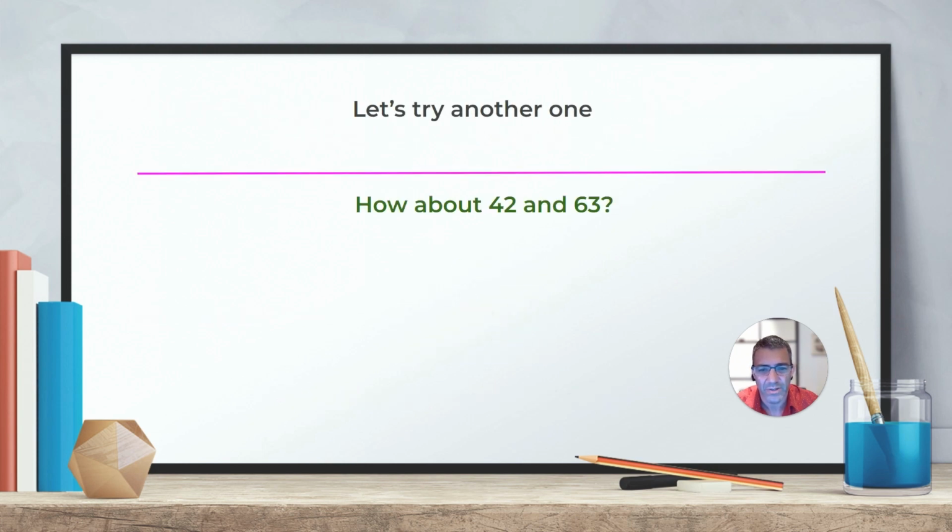So here are some other numbers. How about 42 and 63? Okay, let's do our grid again. Let's put the 42 in one of the columns. Let's put the 63 in the other column. Now 42 and 63, they're both in the 7's times table. So it'd be nice to divide these two numbers by 7.